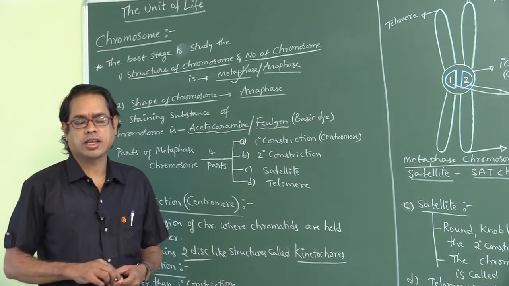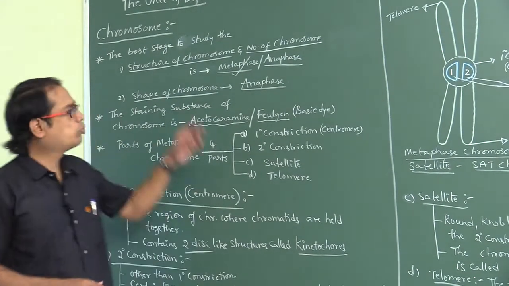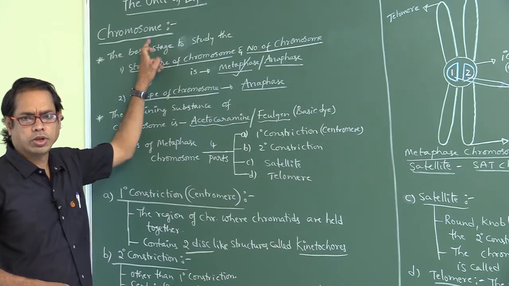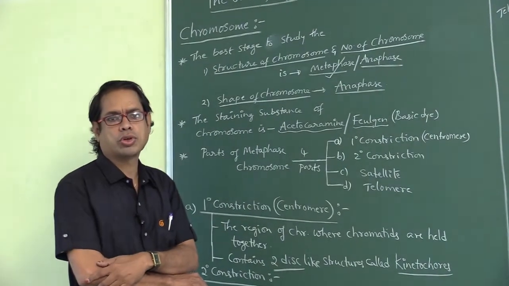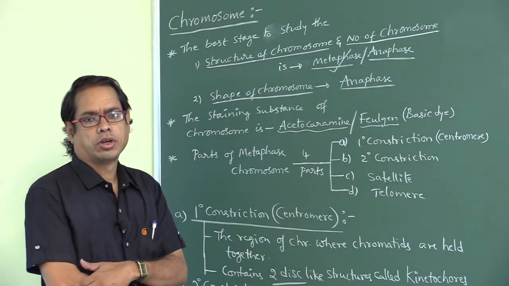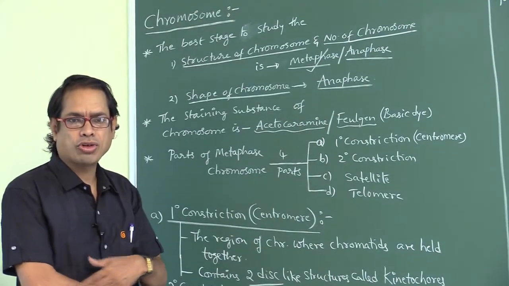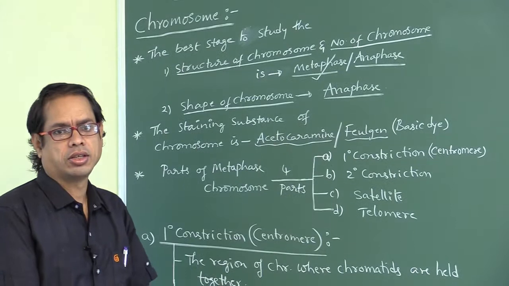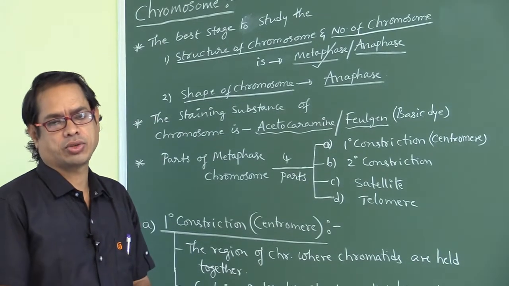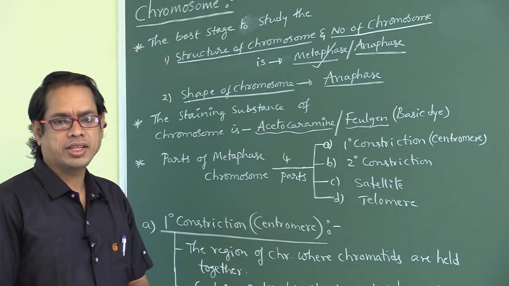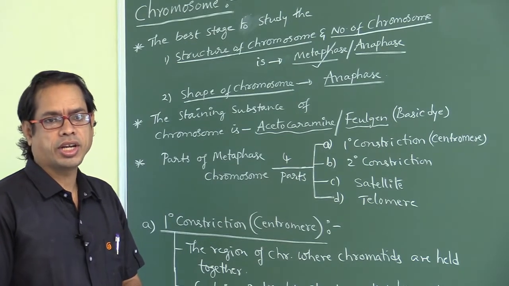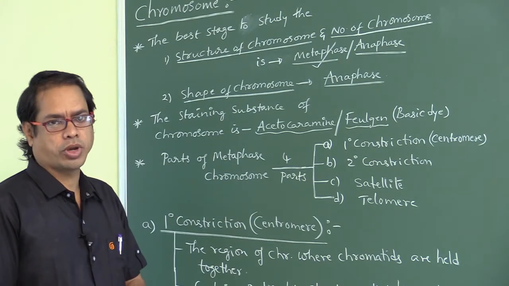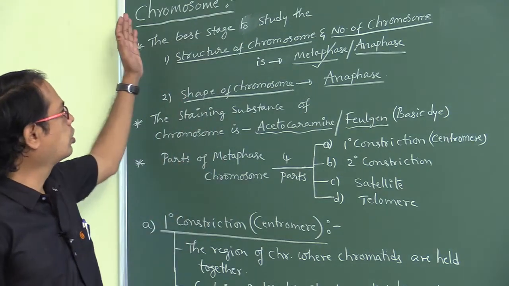Today we will discuss chromosome. What is a chromosome? What are the parts of a chromosome? How many chromatids are found in metaphase and anaphase? Those are all the points we will discuss today. What is the structure of a chromosome? What is the best stage to study the structure of a chromosome? All these points. Okay? Chromosome.